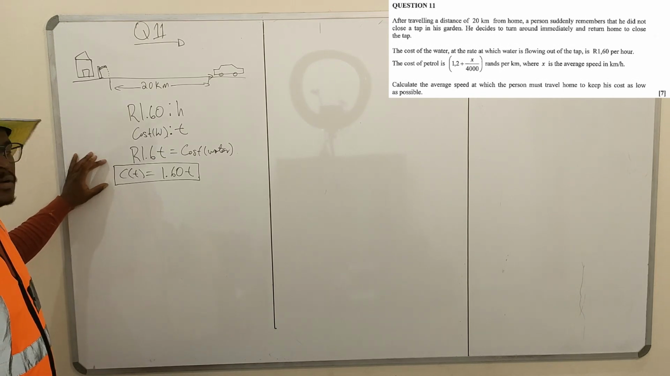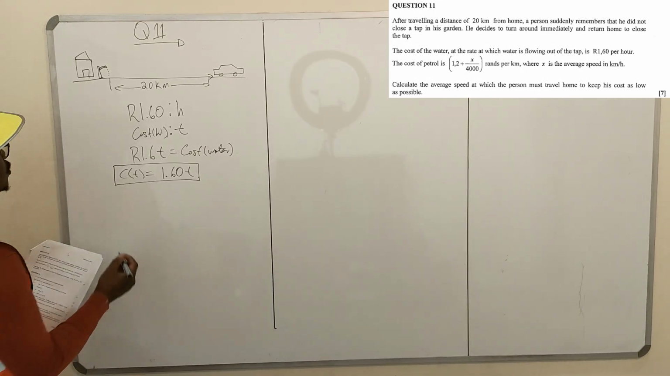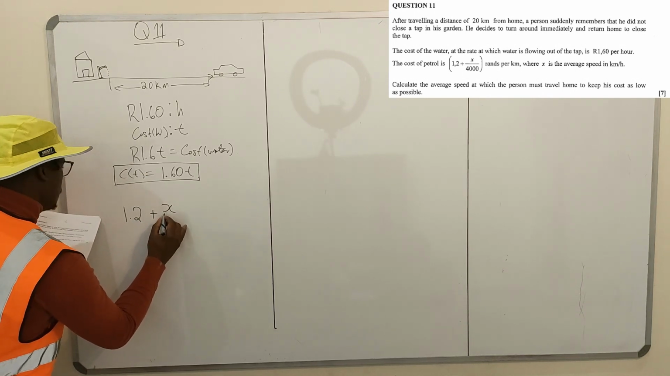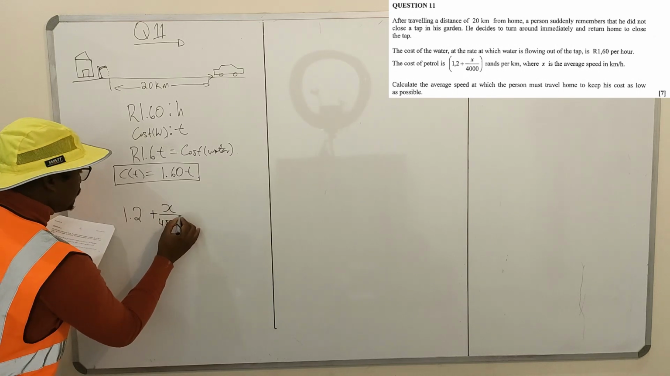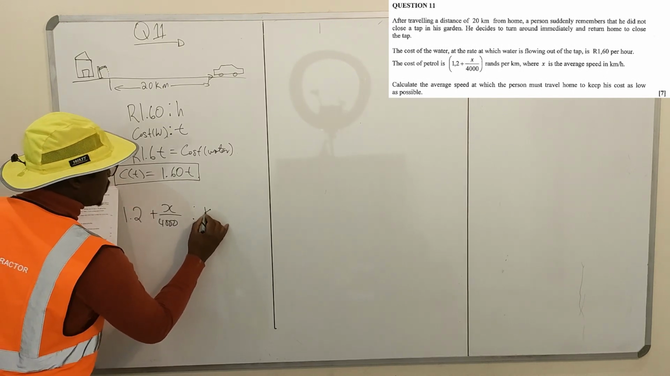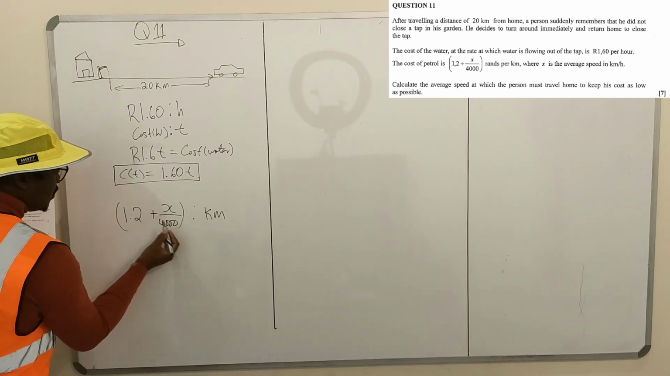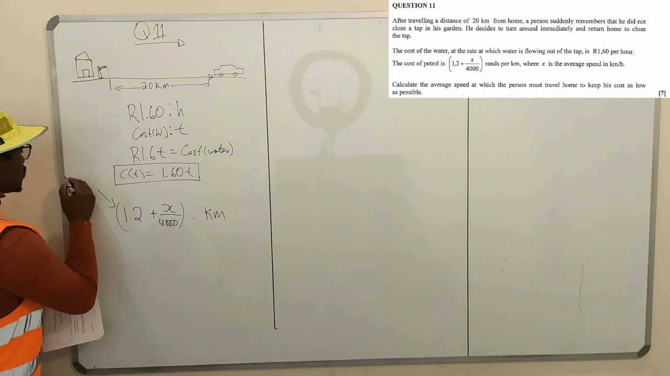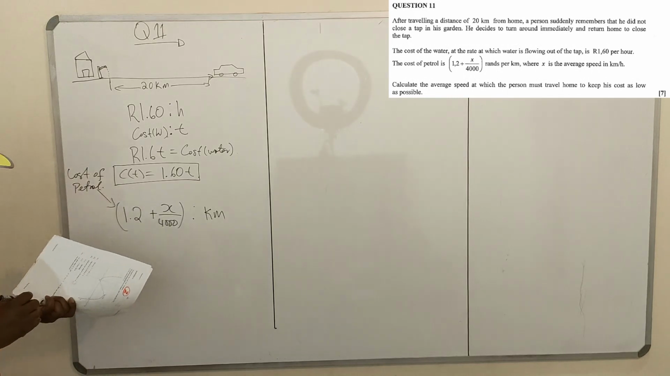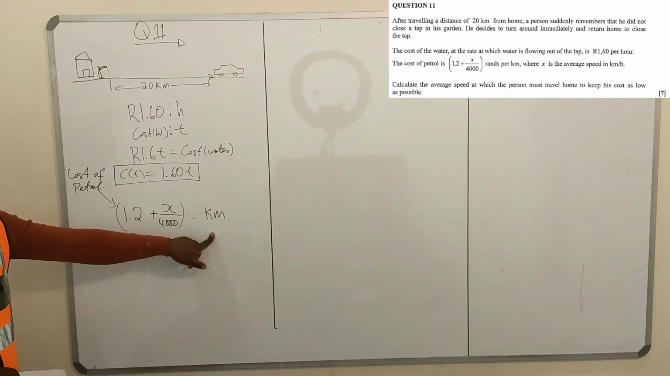Also, you are told something else. You are told the cost of petrol. So you are told the cost of petrol is 1.2 plus x over 4,000, in rands per kilometer. So this part here is the cost of petrol, this one. Here the cost of petrol is in rands per kilometer.